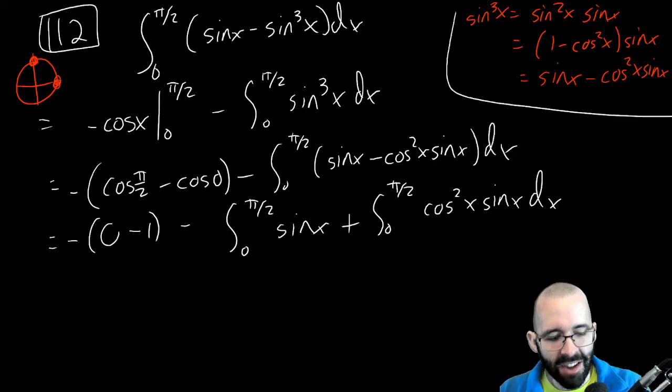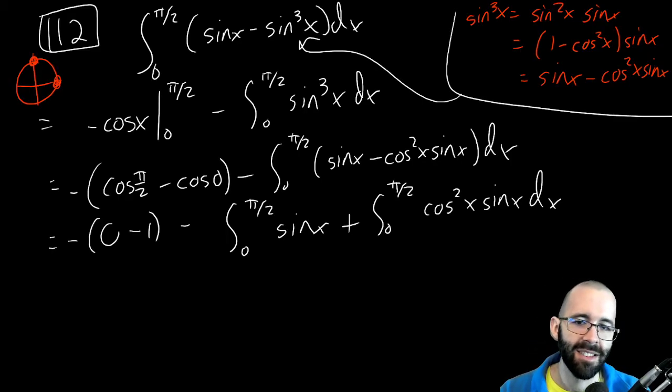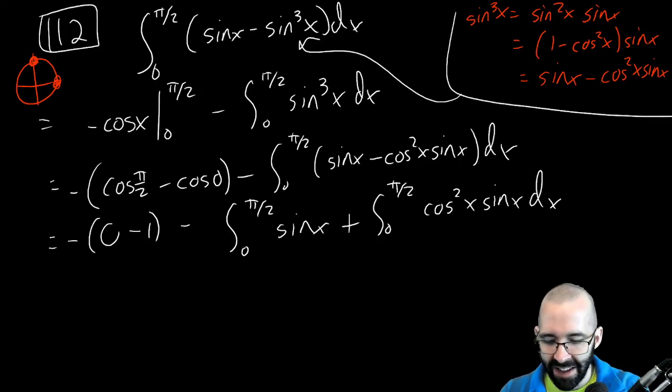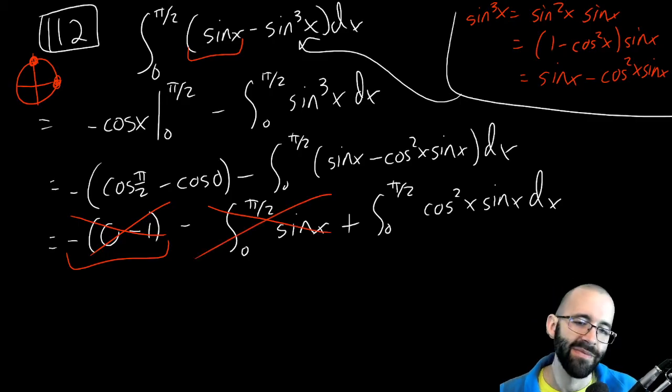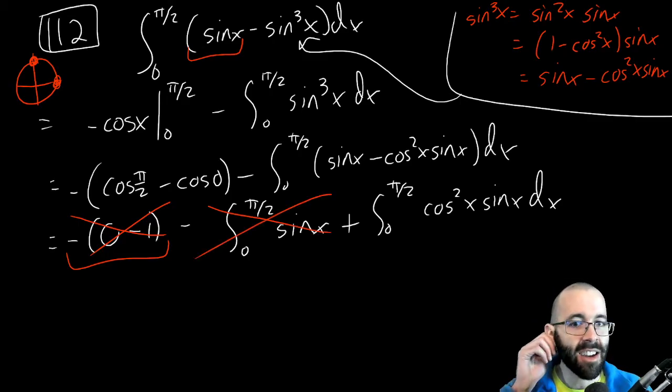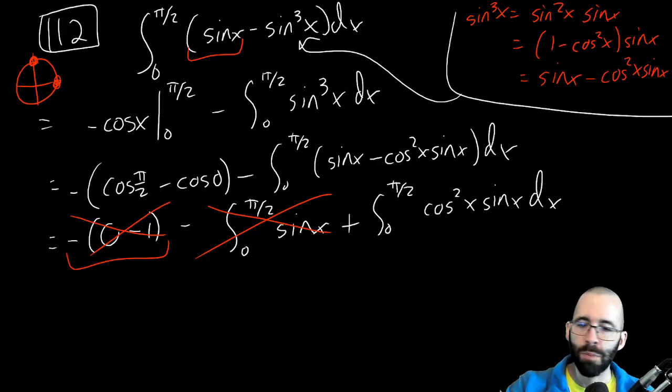But if we had just done this at the start, the sine of x's would have canceled. Because this sine of x is that integral of sine of x. So these two things cancel. If we saw that at the start, it could have saved some work, but it's fine. You don't have to have precognition. You don't have to be able to see the future.